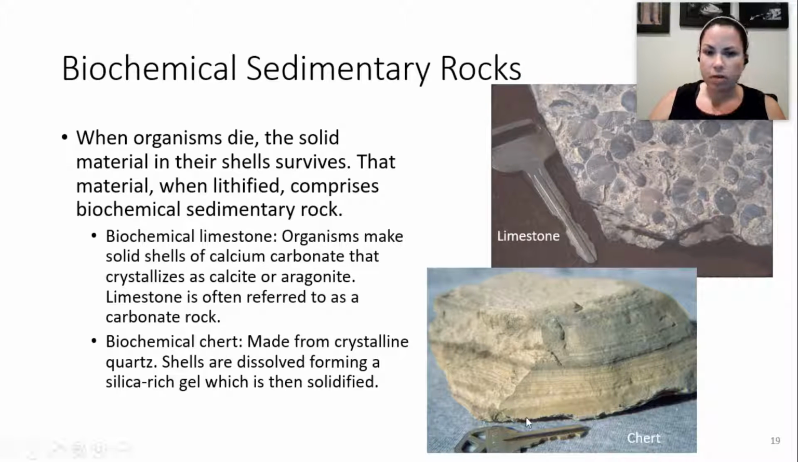And down below, here's an example of a biochemical chert. And this is made from crystalline quartz. These are where shells have dissolved, forming a silica-rich gel, which is then solidified. So these were once shells that have been crushed up and dissolved and then solidified over time.